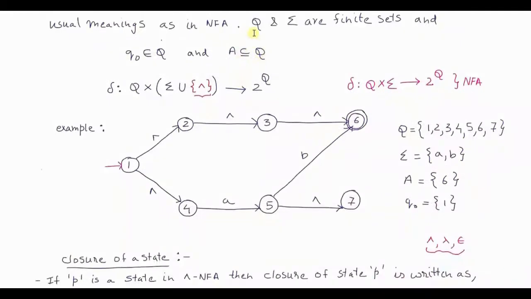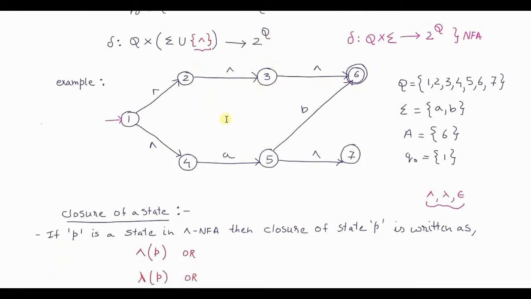Also, we had seen in an NFA that Q and sigma are finite sets, and Q naught belongs to capital Q, which means Q naught is one of the possible states. A is a subset of Q, which means the set of final states is also within the set of all possible states of the automaton. So up till this point, the definition is exactly the same as your NFA. What is the difference? Now please recall the transition function of an NFA. This is the transition function for an NFA.